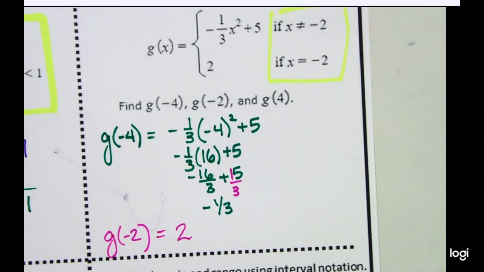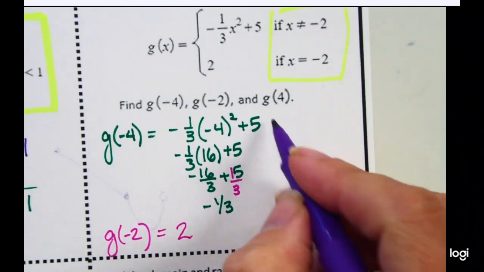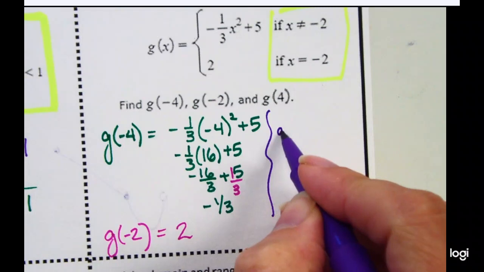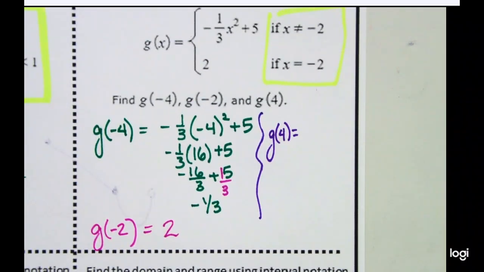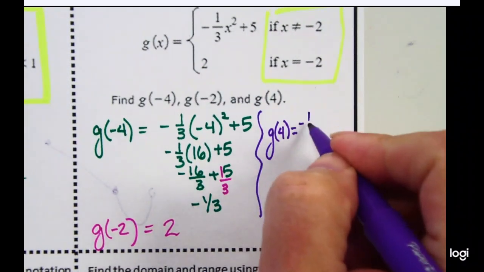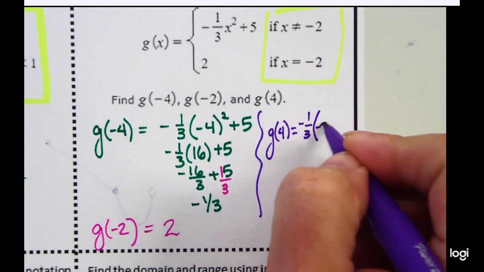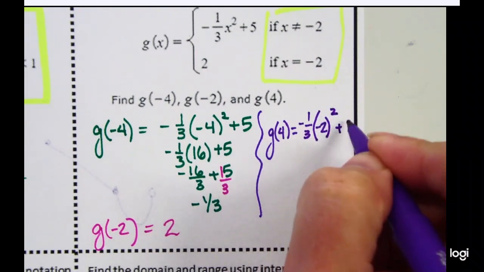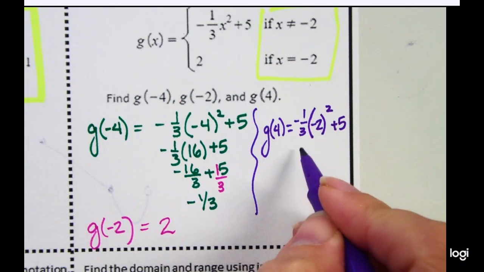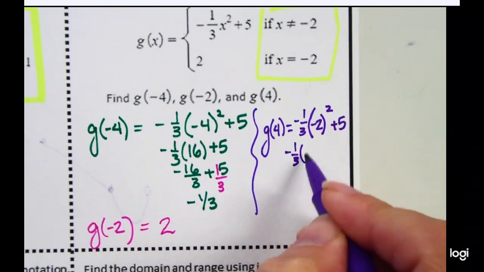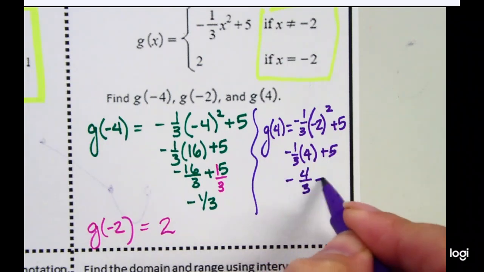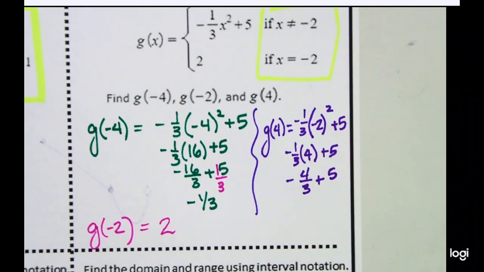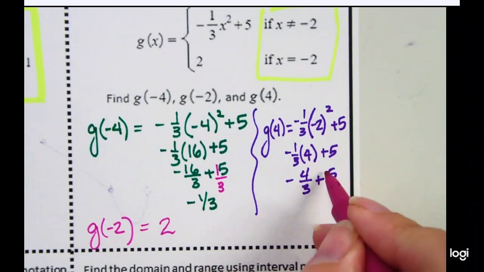And then our last one, g of 4 would again be the top one, the -1/3 one, perfect. -1/3, -2 squared plus 5. So -1/3 times 4 plus 5, -4/3 plus 5. Again, get my common denominator.